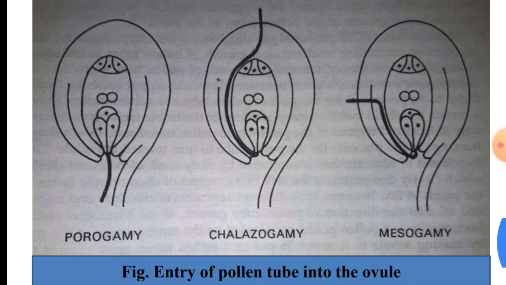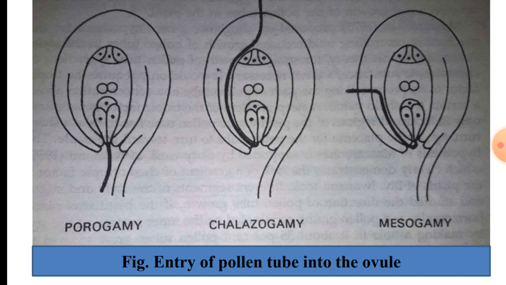This figure is showing the porogamy, chalazogamy and mesogamy. In porogamy, the pollen tube is entering through the micropyle. In chalazogamy, pollen tube enters through the chalazal region, and in mesogamy, pollen tube enters through integument. But in all the three cases, whether it is porogamy, chalazogamy or mesogamy, pollen tube enters into the embryo sac only through micropylar region.